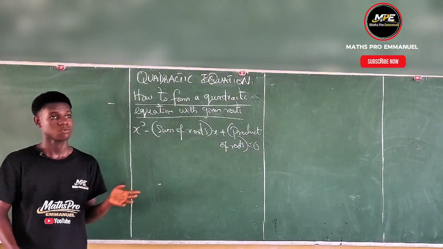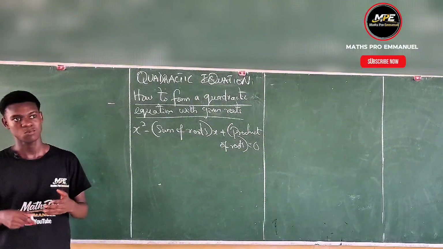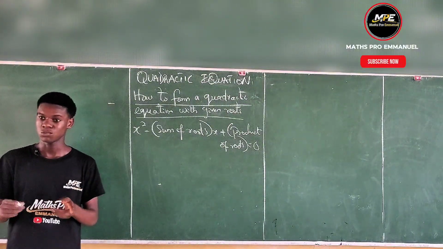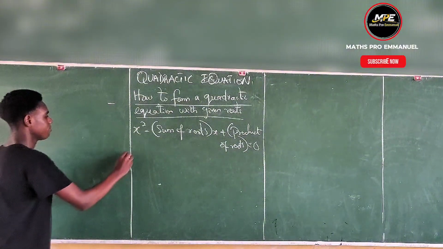They may give you two roots. They'll say form the equation with two roots. Let me just say 2 and 3. With those two roots, you can form a quadratic equation. So let me give you a simple example.